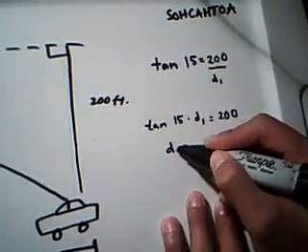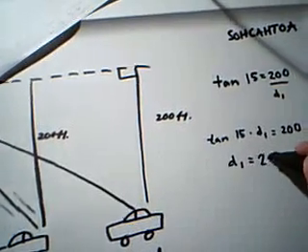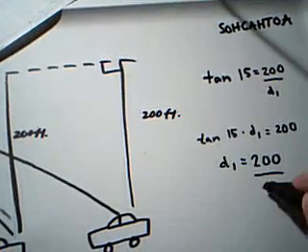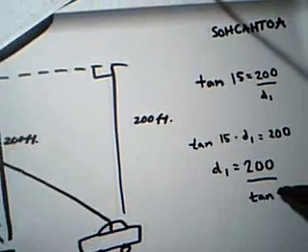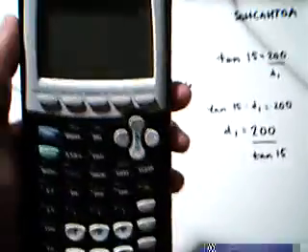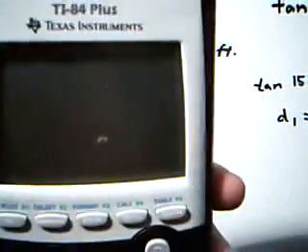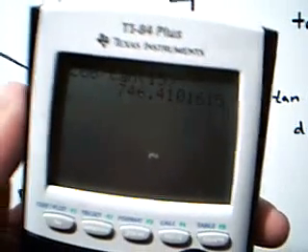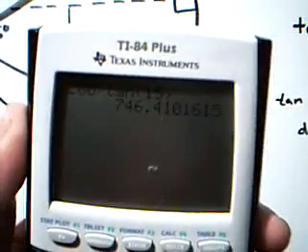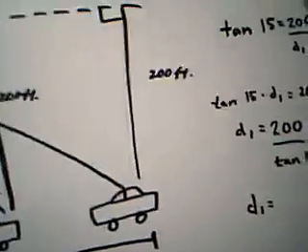So you get d1 equals 200 over tan 15. Now you get your handy calculator, and you do 200 divided by the tangent of 15, equal to 746 feet, approximately. So should the calculator be in degrees or radians? Should be in degrees.